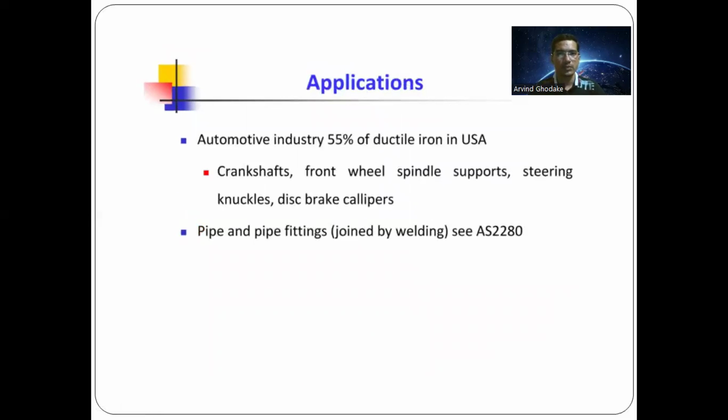Then the applications of ductile cast iron: in the automotive industry, 55% of ductile cast irons in the USA are used for crankshafts, front wheel spindle supports, steering knuckles, disc brake calipers, etc. Then pipes and pipe fittings joined by welding, per AS2280, are also applications of ductile cast iron.